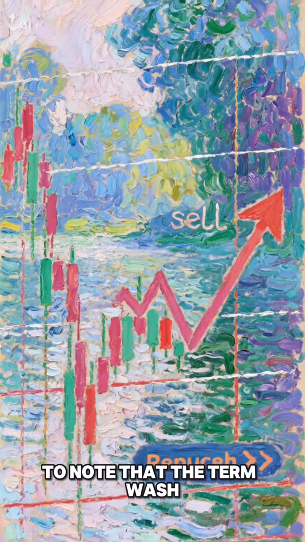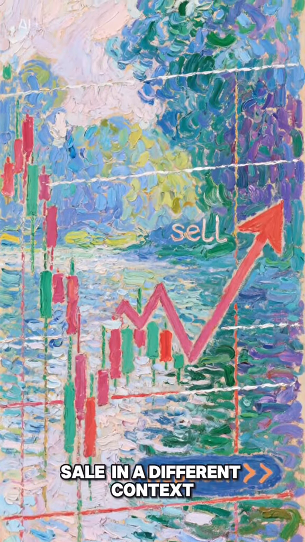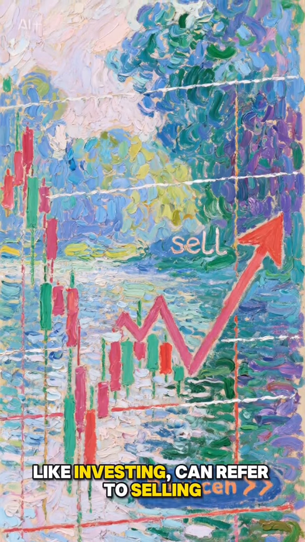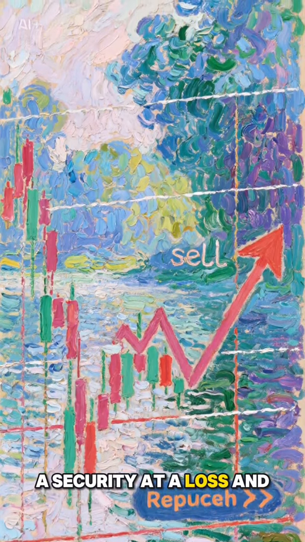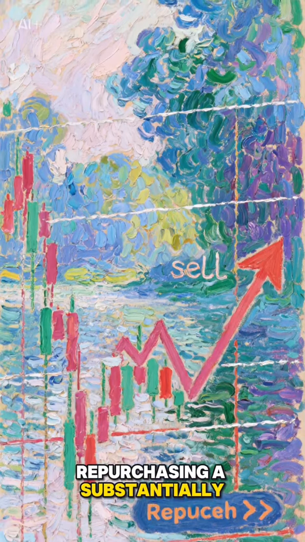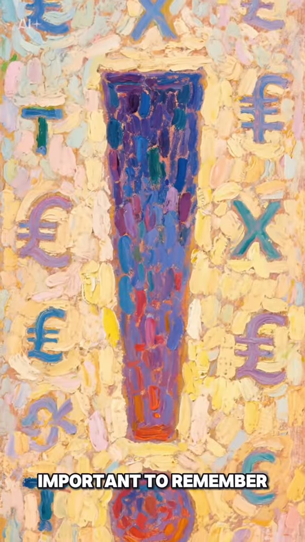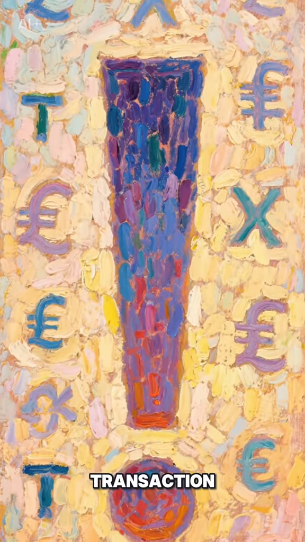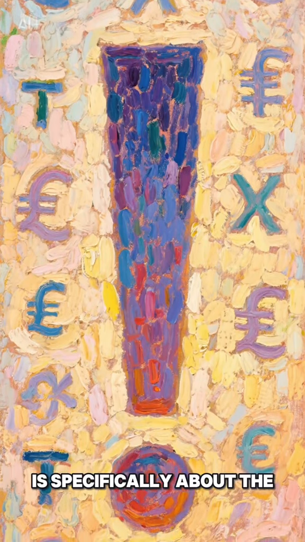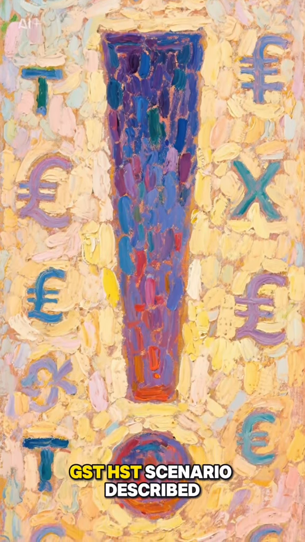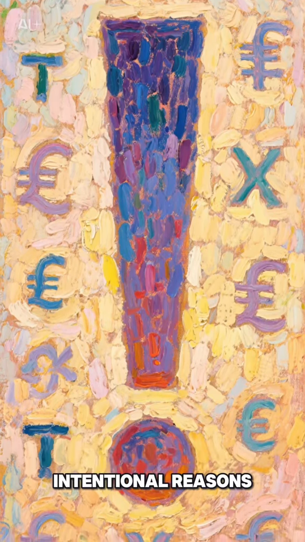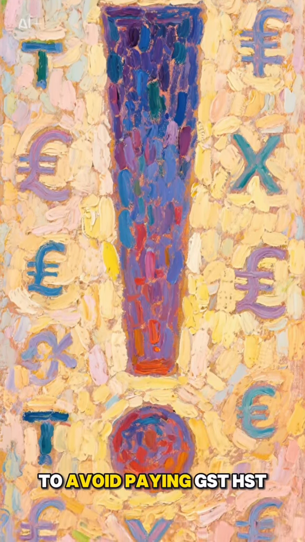It is important to note that the term wash sale, in a different context like investing, can refer to selling a security at a loss and repurchasing a substantially identical one within a specific time frame to claim a tax loss. Important to remember, the CRA's VDP wash transaction is specifically about the GST/HST scenario described above, and not for any intentional reasons to avoid paying GST/HST.